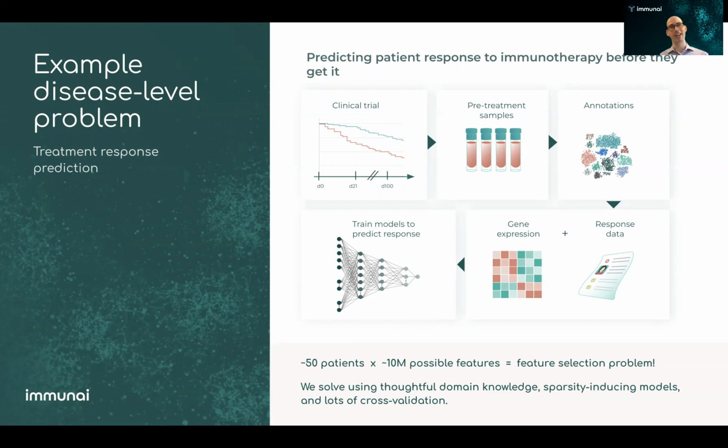Right. So the challenge here is that the number of observations we have is limited to the number of observations in, let's say, an arm of a clinical trial. So at the most, we're talking about 50 patients usually for the data that we have. But the feature space is huge, right? It's combinatorial in cell types, in genes, in features of genes, in other modalities as well. It's on the order of 10 million possible features, right? So really what this boils down to is a good old-fashioned feature selection problem, right? And we solve this through some thoughtful combination of domain knowledge, sparsity-inducing models, and lots of cross-validation.